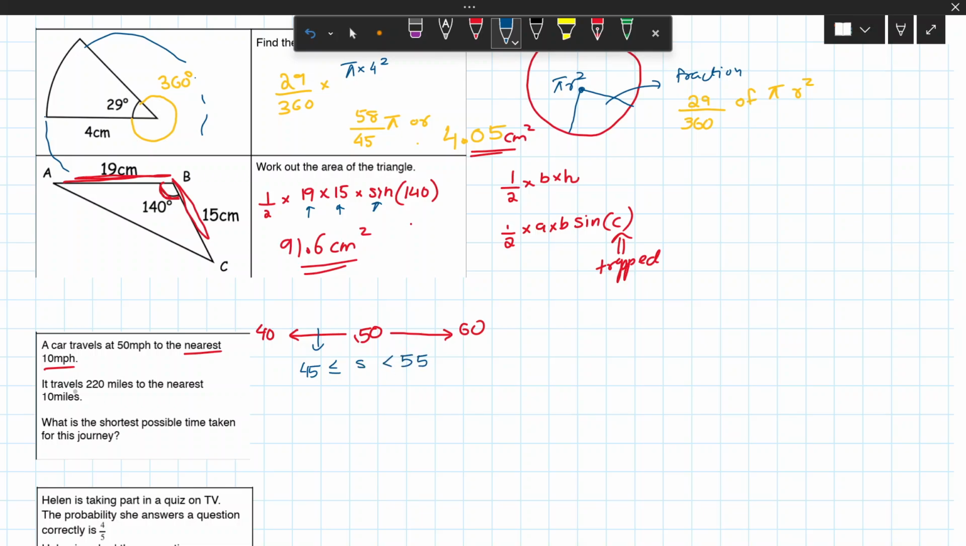which is 55. It travels 220 miles to the nearest 10 miles. So the distance is 220 to the nearest 10.